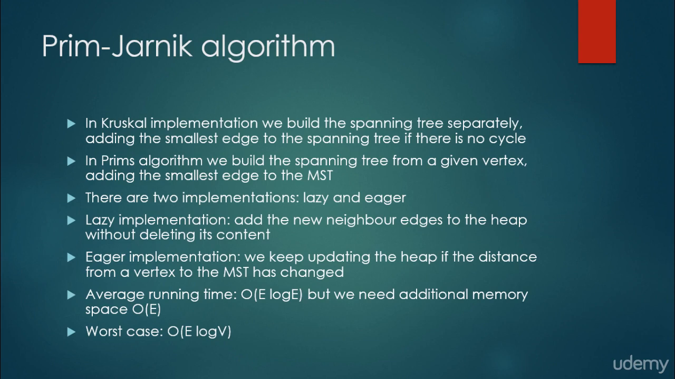In Prim's algorithm, we build the spanning tree from a given vertex, adding the smallest edge to the minimum spanning tree. There are 2 implementations, lazy and eager. We are going to implement both of them.